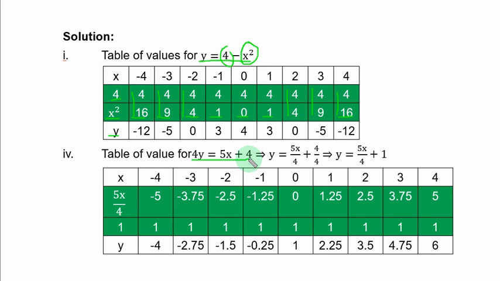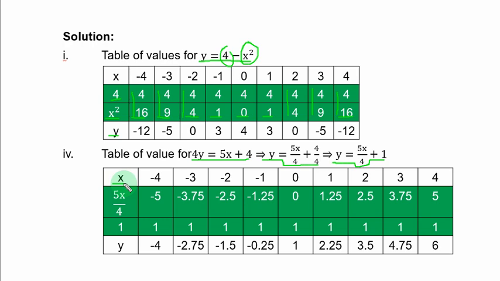So you divide through by 4. If you divide through by 4, you have y equals 5s over 4 plus 4 over 4. This means y is equal to 5s over 4 plus 1. So we are going to use the same range of values for s as given in Roman figure 1. So we have s values from minus 4 to plus 4. To get the value of y in the linear function, we need 5s over 4.